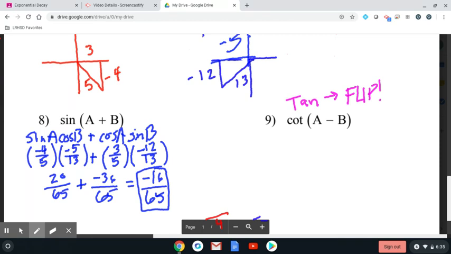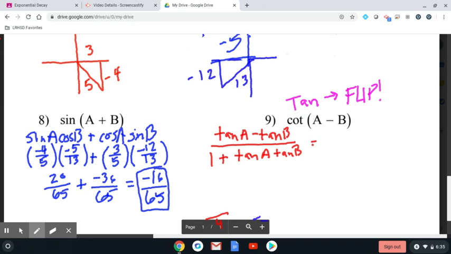All right, so when we think about tangent, let me first rewrite the identity. If we're thinking about tangent and it being a difference, we're going to have tangent of A minus tangent of B, all over 1 plus tangent of A times tangent of B.